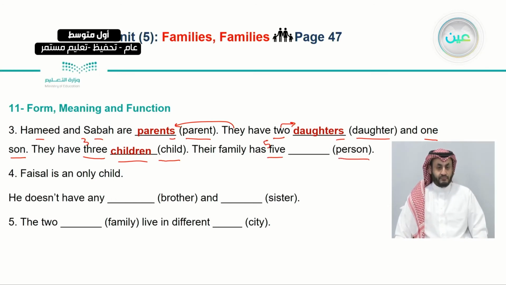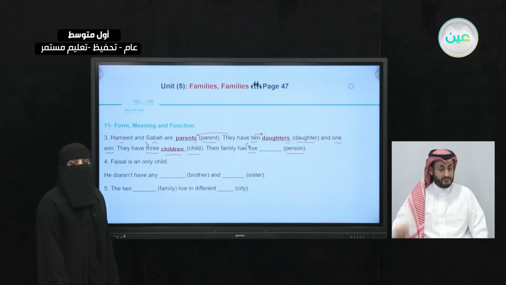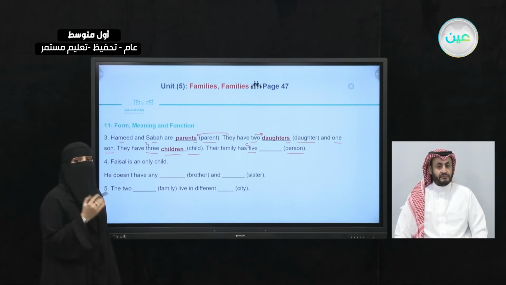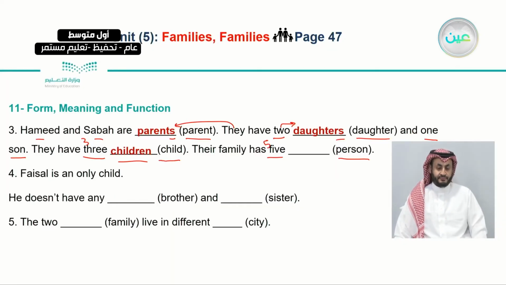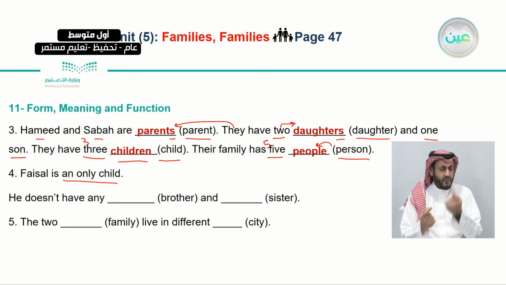Here's a trick. Person, can I say persons? What do you think? It's totally an irregular noun. In order to make it plural, what should I do? Good job. People. 5 people. So the word person changes into people. Their family has 5 people. Faisal is an only child. Remember that expression? If you're coming from a small family, he doesn't have any brother.